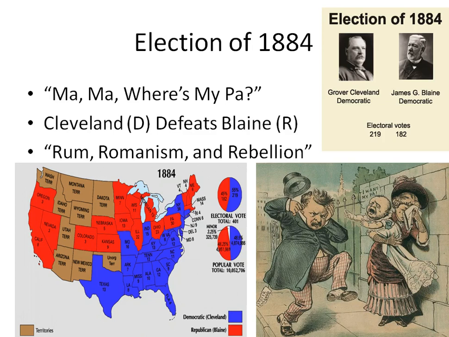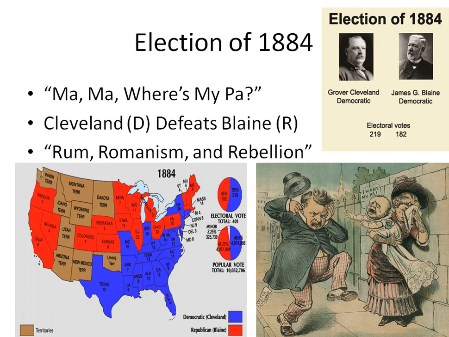And of course, we know that will eventually happen with prohibition. So that's really not something that was a big surprise. Calling the Democrats the party of rebellion, well, that was the bloody shirt, and that had been done for a long, long time. But what this campaign speaker who was speaking on behalf of Blaine said that caused all the great controversy was calling them the party of Romanism.